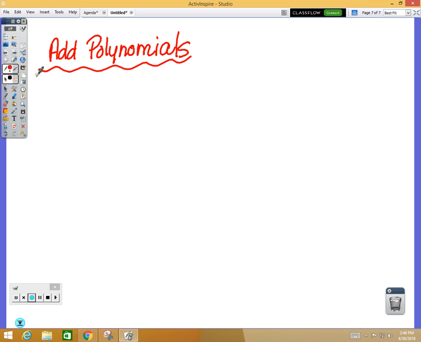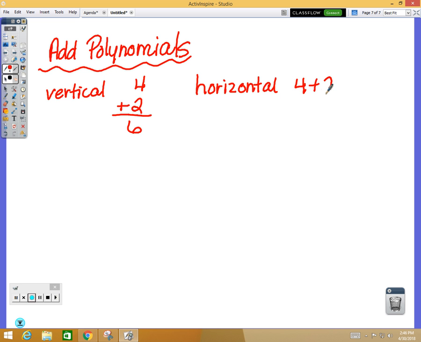Sometimes they will give you the problem vertically. An example of a vertical problem, 4 over top of plus 2 equals 6. That's written vertically. Sometimes they will give it to you horizontally. 4 plus 2 equals 6. It's the same thing, right? It's just written in a different way. Some people like it vertically, some people like it horizontal. So if you see it written differently, which it will be written differently on your paper, don't freak out. No big deal. For instance, 4w minus 5 plus 9w plus 2.